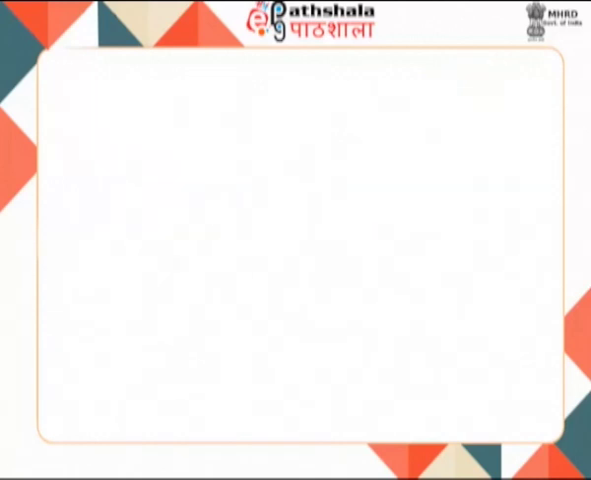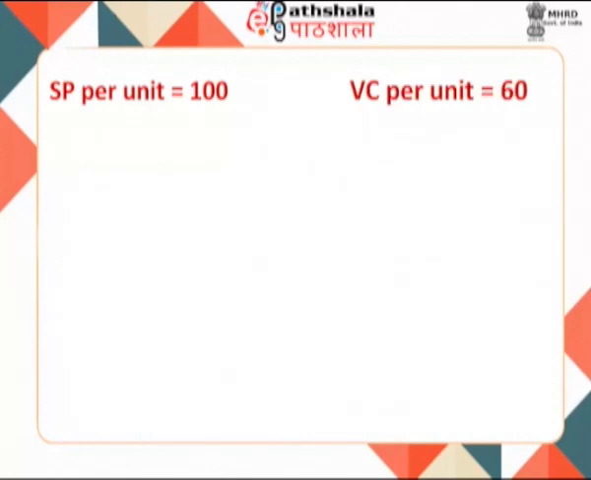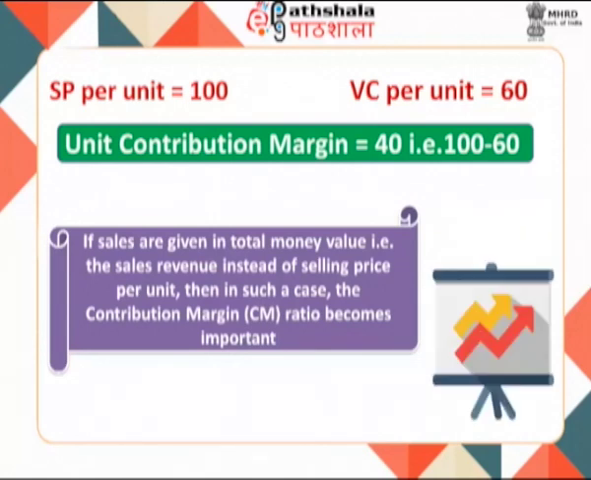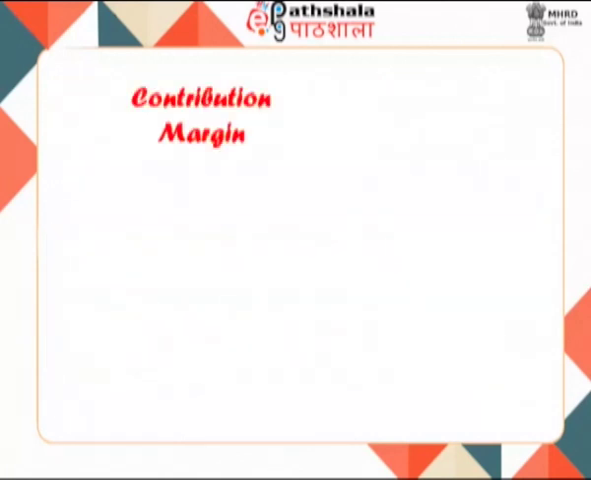For example, if the selling price of a company's product is rupees 100 and variable cost per unit is rupees 60, then the unit contribution margin will be rupees 40, which is rupees 100 minus rupees 60. However, if sales are given in total money value, that is, the sales revenue, instead of selling price per unit, then in such a case the contribution margin ratio becomes important. The contribution margin may be expressed in the form of percentage as well.